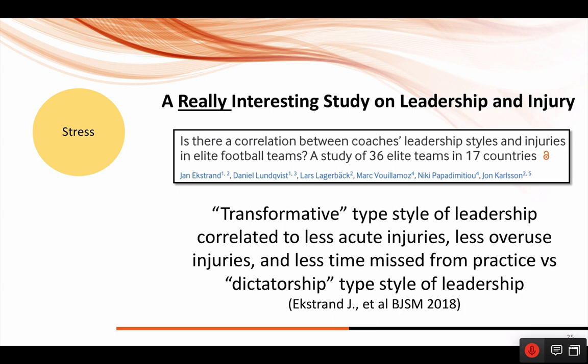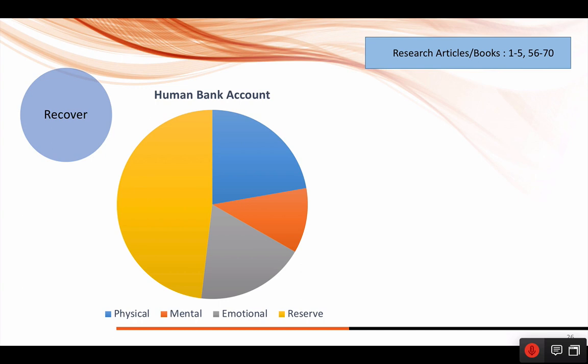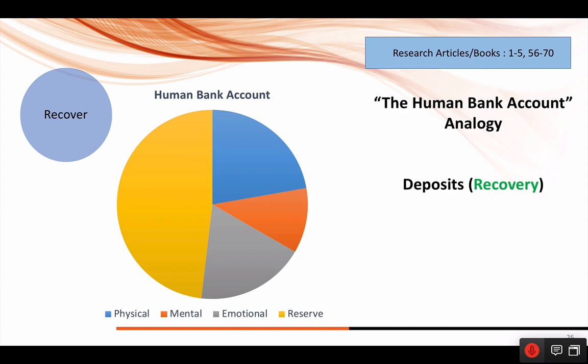Okay, so now going back to the bank account, what's the third step after we plan and we stress somebody? It's recovery, right? You want to give somebody time and resources to rebuild themselves back up. Back to the analogy, this is deposits, right? This is getting paid and putting money back in the bank. So you have time, sleep, hydration, nutrition, and activities that decompress them, right? Again, thinking physical, mental, and emotional stress.